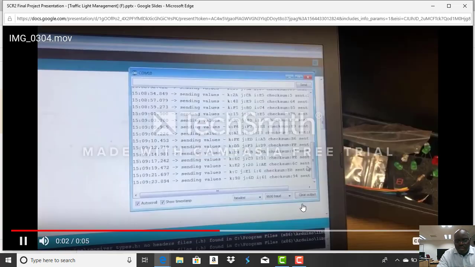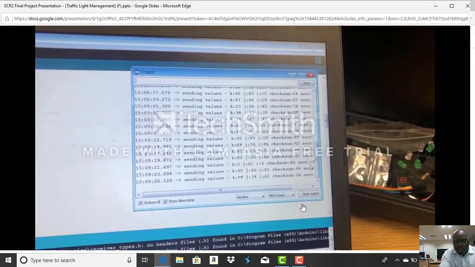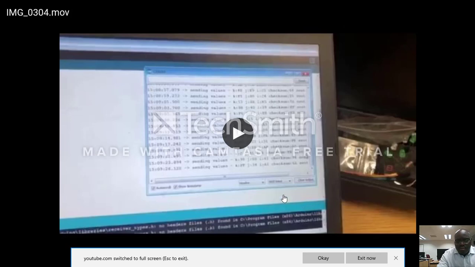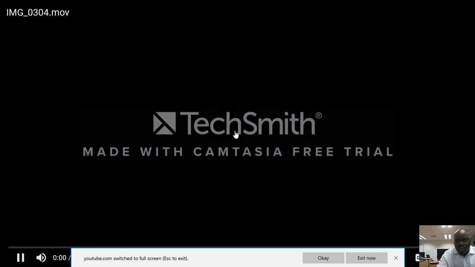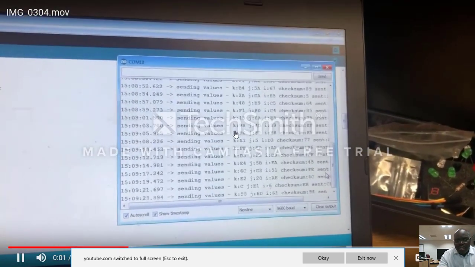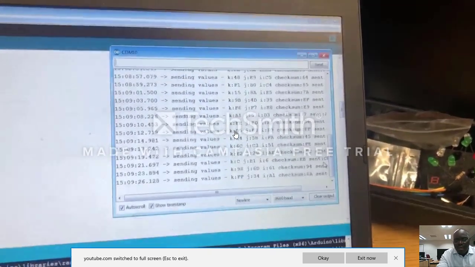So as you can see there, the data was actually coming in. We had this loop that continued running, displaying the data that was coming from the emitter side.